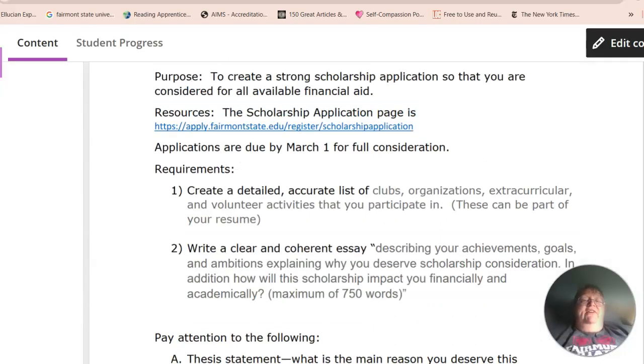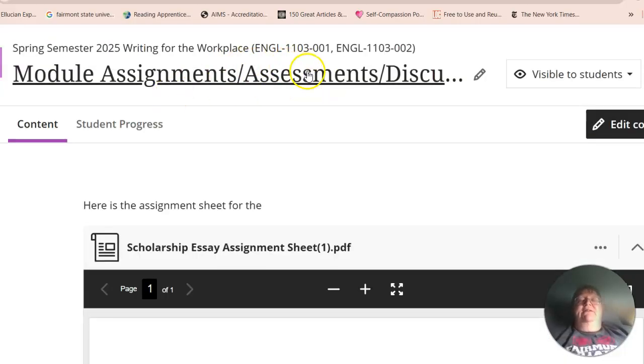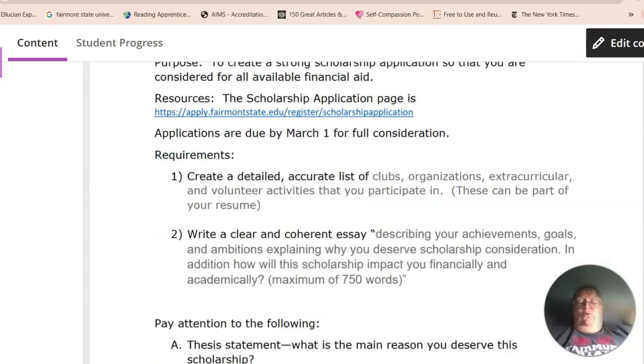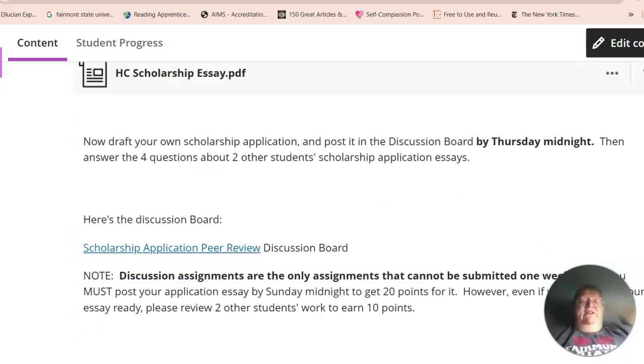If you haven't, where is it? It's in the module assignments, assessments, discussion folder. That's just kind of all shoved in there together. And the link to the discussion board is here. Again, you may post your essay. It is due tonight by midnight here. However, I won't count it late until Sunday midnight has passed. So try to get it up before midnight tonight so that your colleagues will have time to respond.